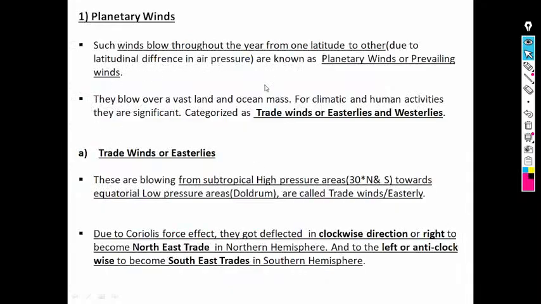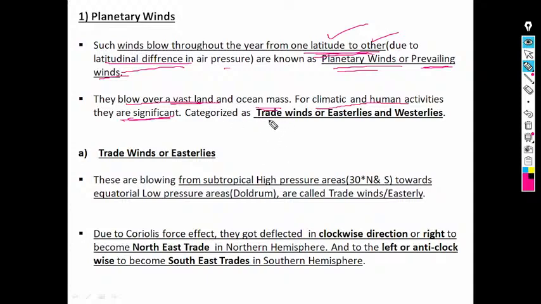Planetary winds means such winds blow throughout the year from one latitude to another. Due to the latitudinal difference in air pressure, they are known as planetary winds or the prevailing winds. Generally they blow over a vast land or ocean mass. For climatic and human activities, they are significant.